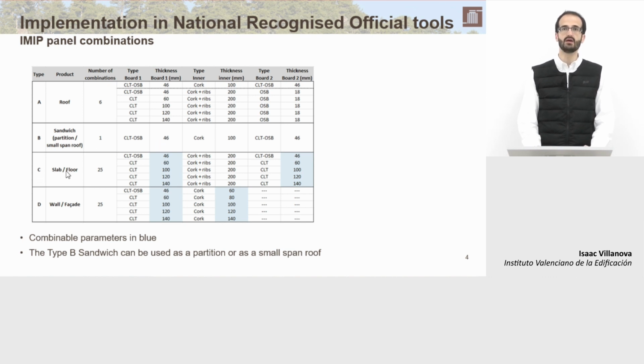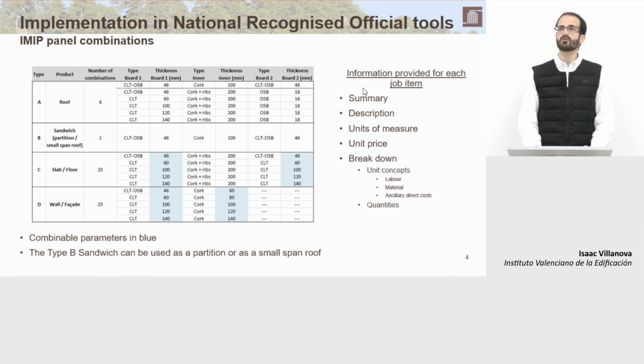The type C is a product made for slabs. It has a total number of combinations of 25 because it has 2 variable parameters that are marked in blue. And in the same way, the type D is a product made for walls, and it also has 2 variable parameters that can be combined, and thus we have a total number of combinations of 25.